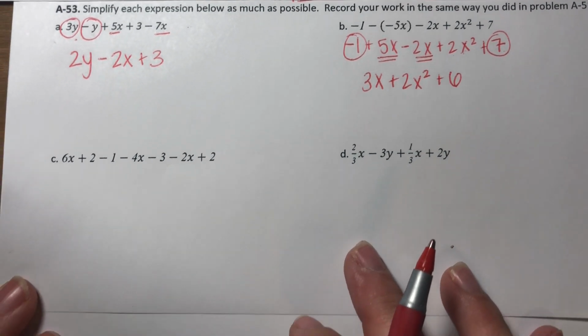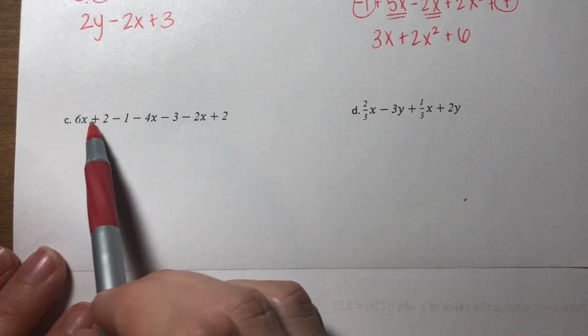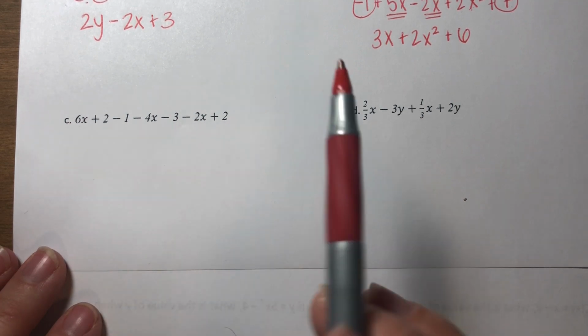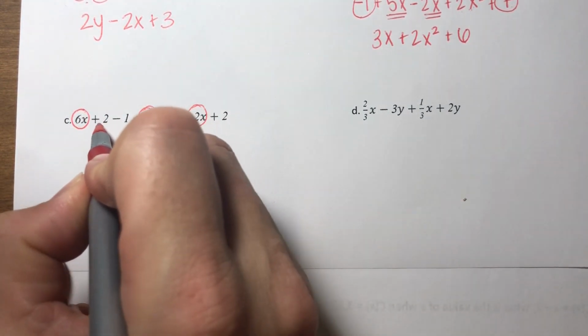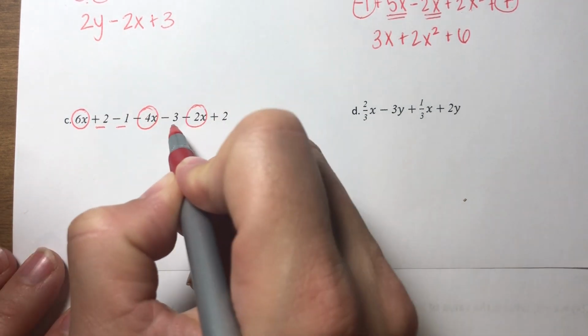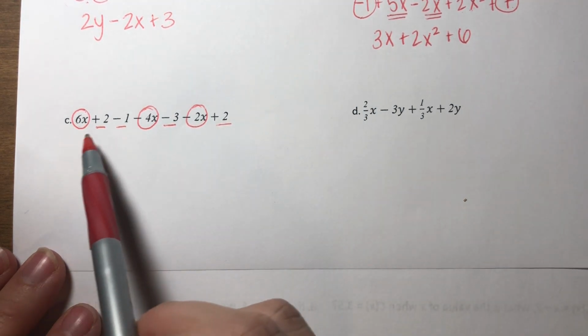All right, moving on to C. So again, identify those like terms. We don't have any parentheses that we have to deal with here. So I see an x, I see a negative 4x, and I see a negative 2x. I also see regular numbers. Remember, we're going to call those constants. So I've got plus 2, negative 1, negative 3, and plus 2. Let's go ahead and combine those.